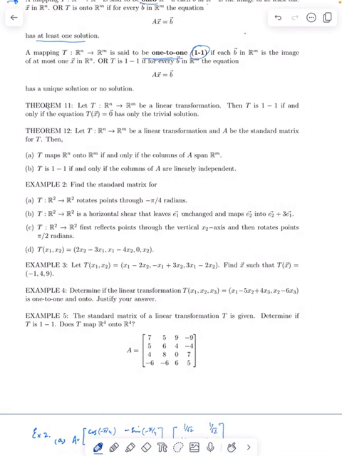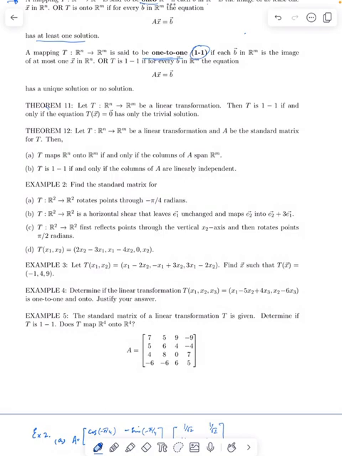Or T is one-to-one if for every b in Rm the equation Ax = b has a unique solution or no solution. So for being onto, remember, a unique solution is okay, but no solution will make it not onto. But if there is no solution or there is a unique solution, the mapping is one-to-one.